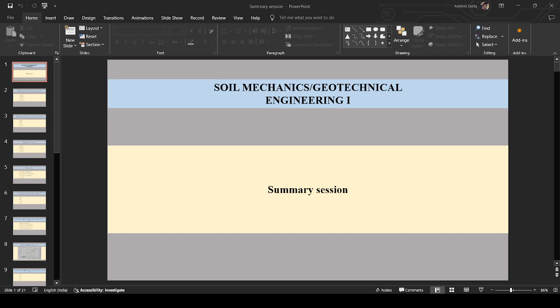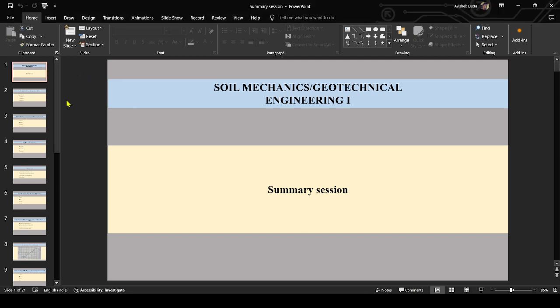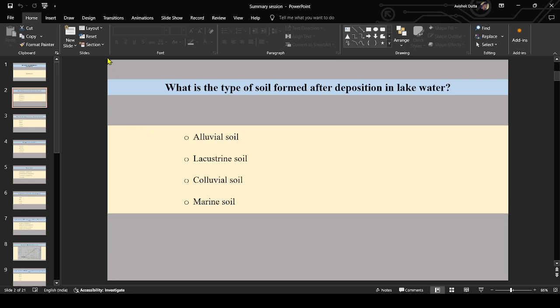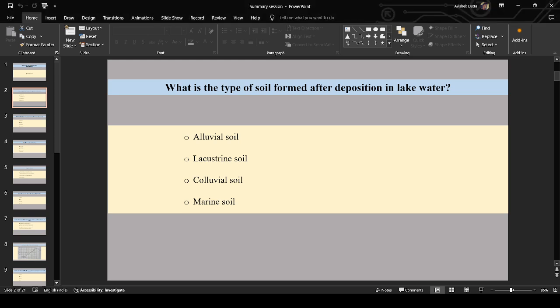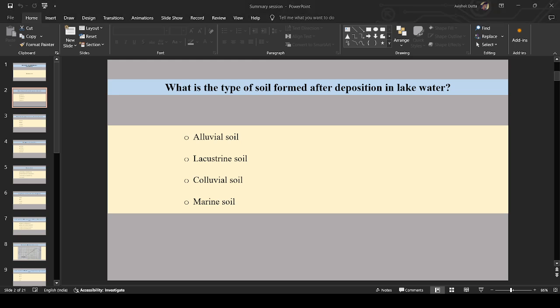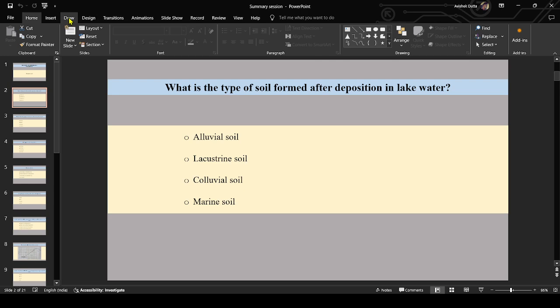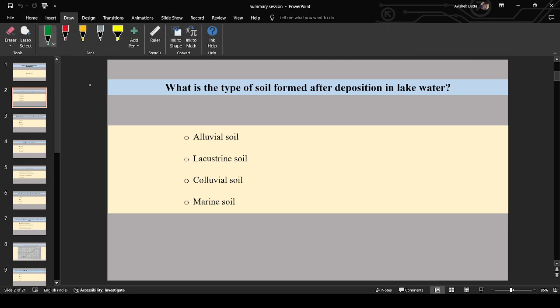All right. So the first question here is, what is the type of soil formed after deposition in lake water? The options are alluvial soil, lacustrine soil, colluvial soil, or marine soil. The answer to this question is lacustrine soil.